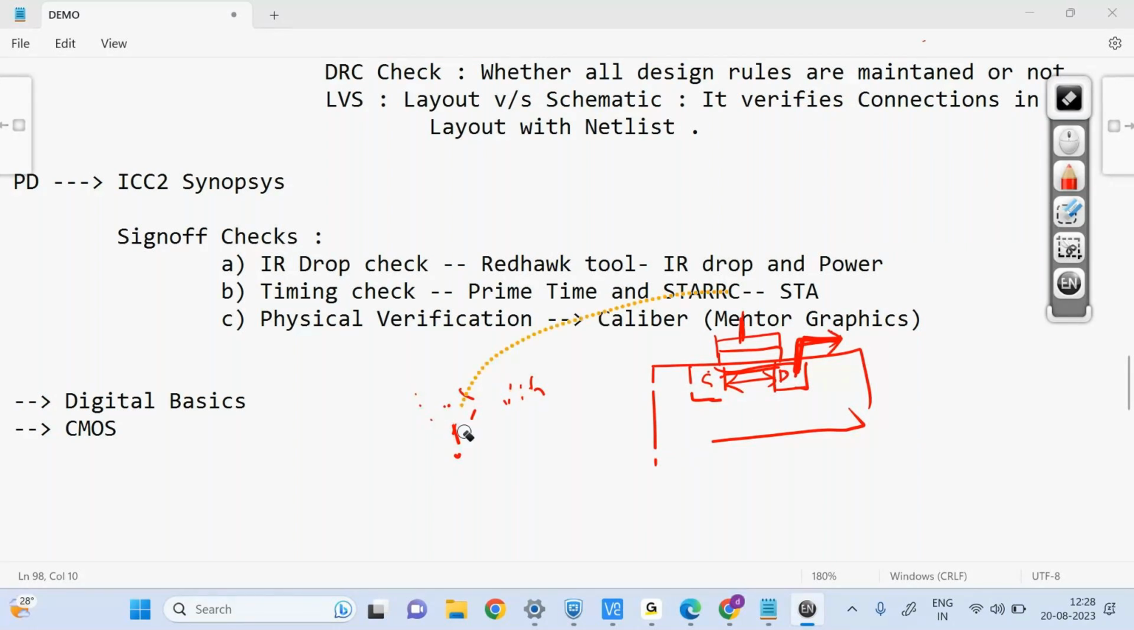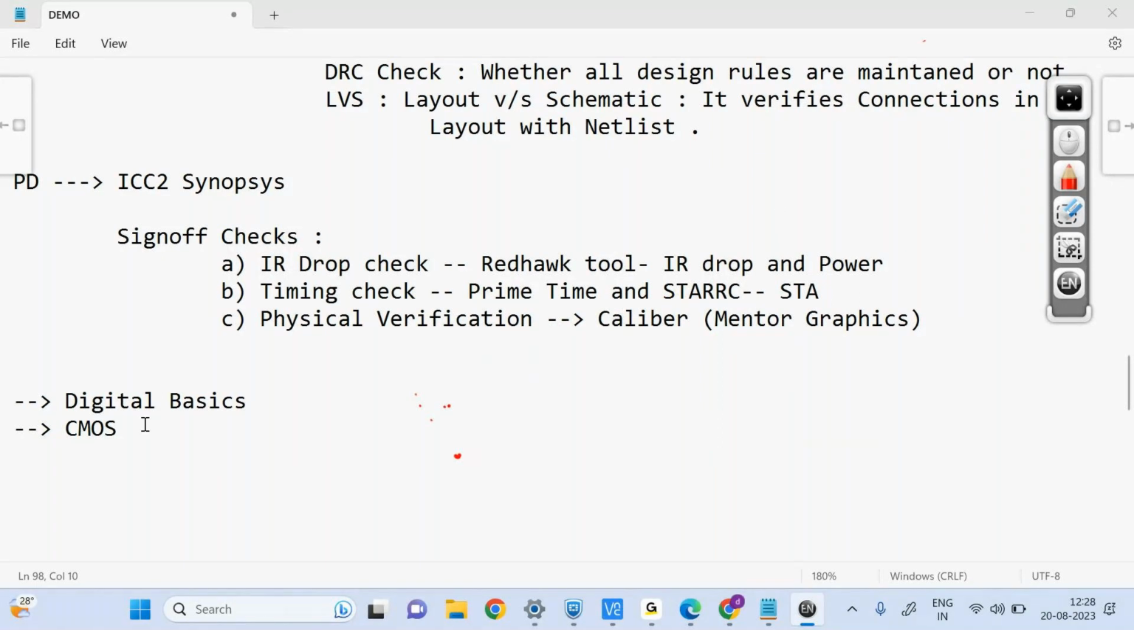See, whatever EDA tool we use, for that EDA tool we use the Unix operating system. Unix operating system has commands, so you should be knowing Unix commands. If you know Unix commands, you can do the operations very fast.